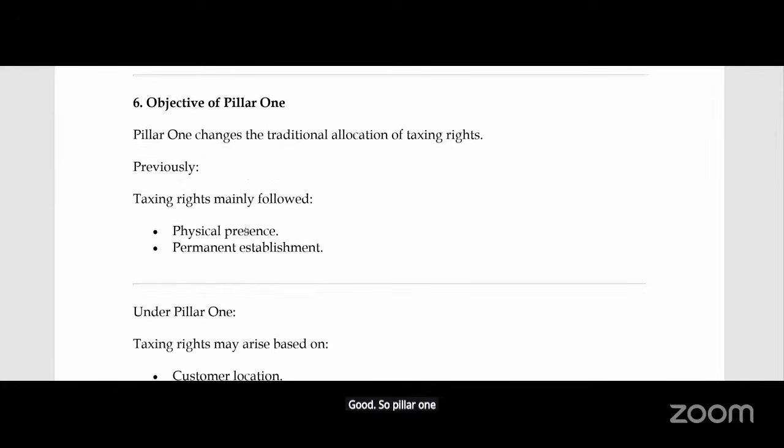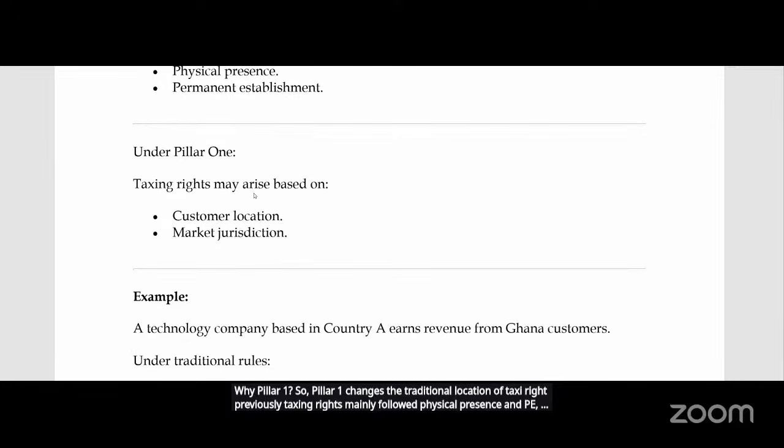Good. So pillar one. Why pillar one? Pillar one changes the traditional allocation of taxing rights. Previously, taxing rights mainly followed physical presence and PE. But under pillar one, taxing rights may now arise based on your customer location and your market jurisdiction. Does it make sense? Are you following now?